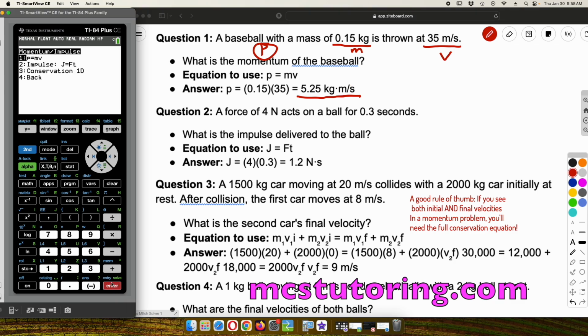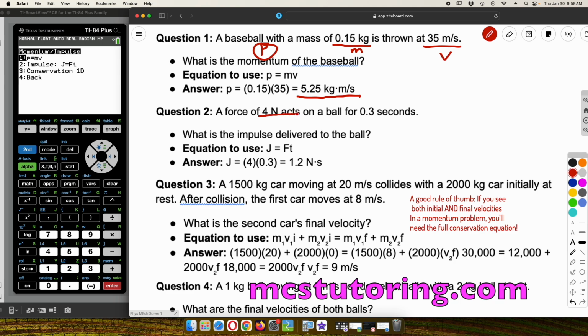Okay, and then question 2. A force of 4 newtons, so that's going to be F for force, acts on a ball for 0.3 seconds, that's going to be your time. Again, I'm not trying to be mean to physics professors and teachers, but they will do things like put this in minutes or hours, and just recognize that you need to convert to seconds here.